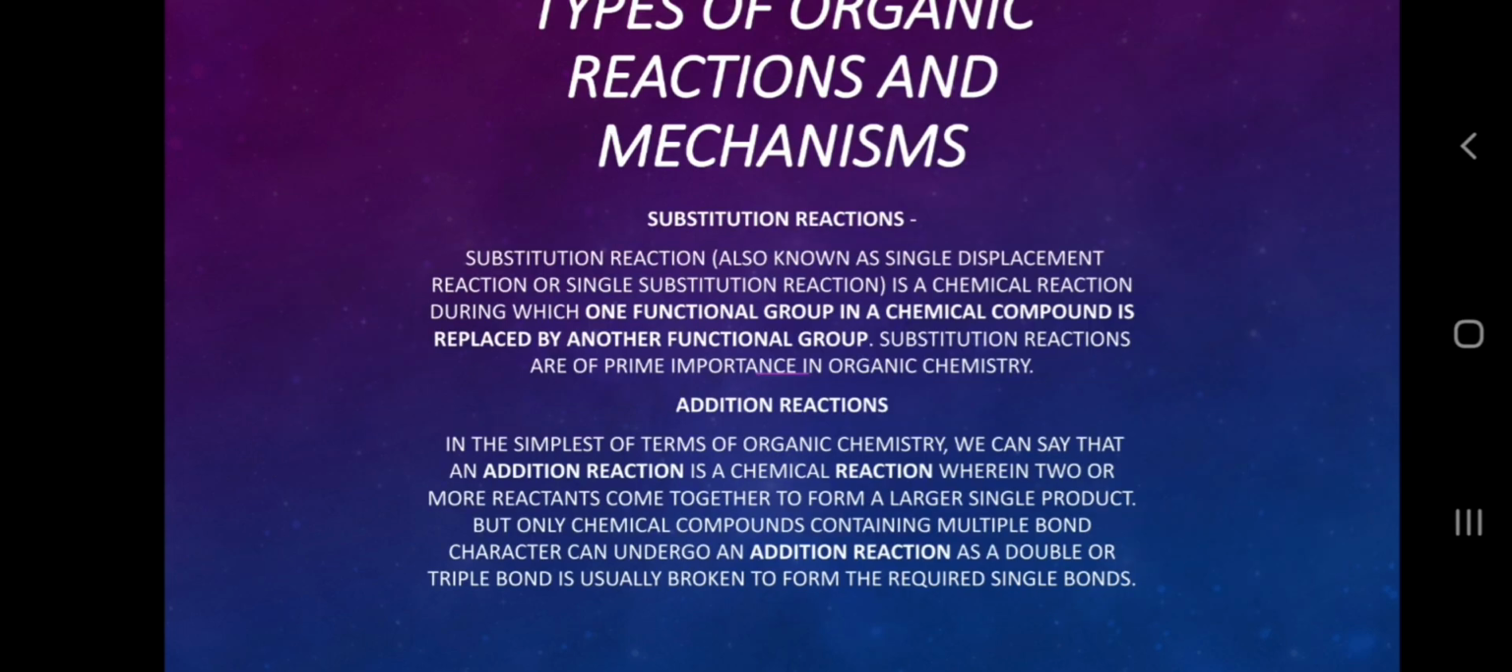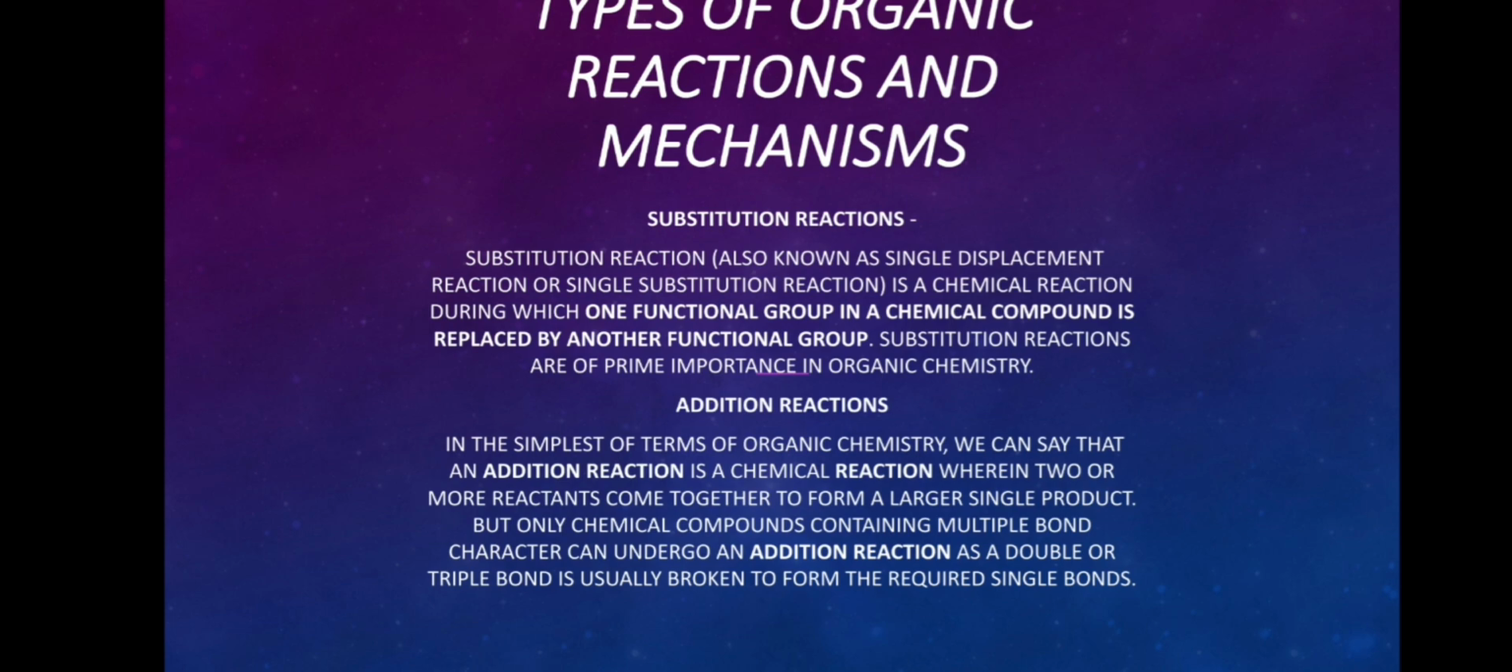Types of organic reactions and mechanisms. Substitution reaction. A substitution reaction, also known as a single displacement reaction or single substitution reaction, is a chemical reaction during which one functional group in a chemical compound is replaced by another functional group. Substitution reactions are of prime importance in organic chemistry.